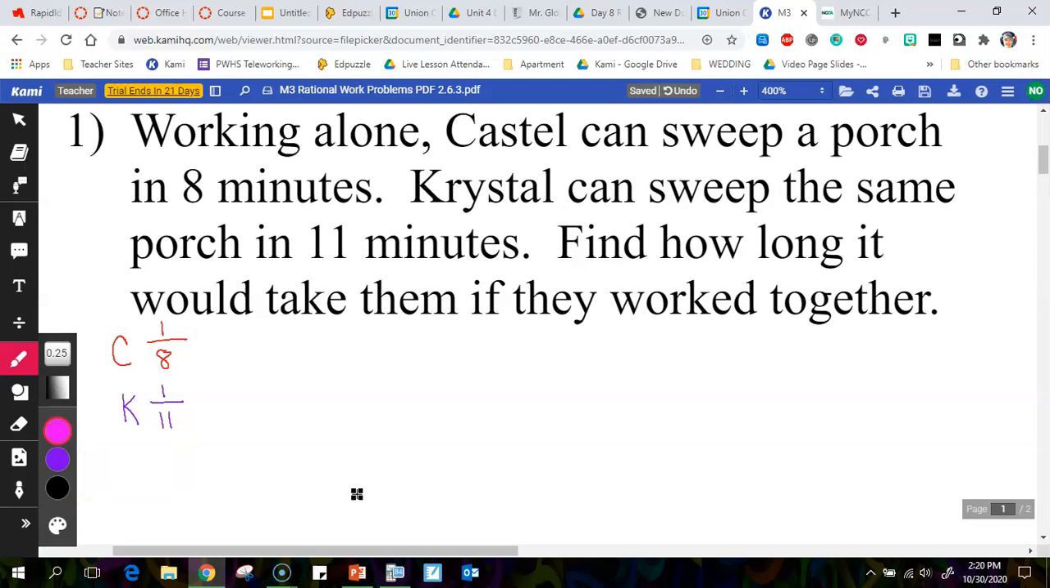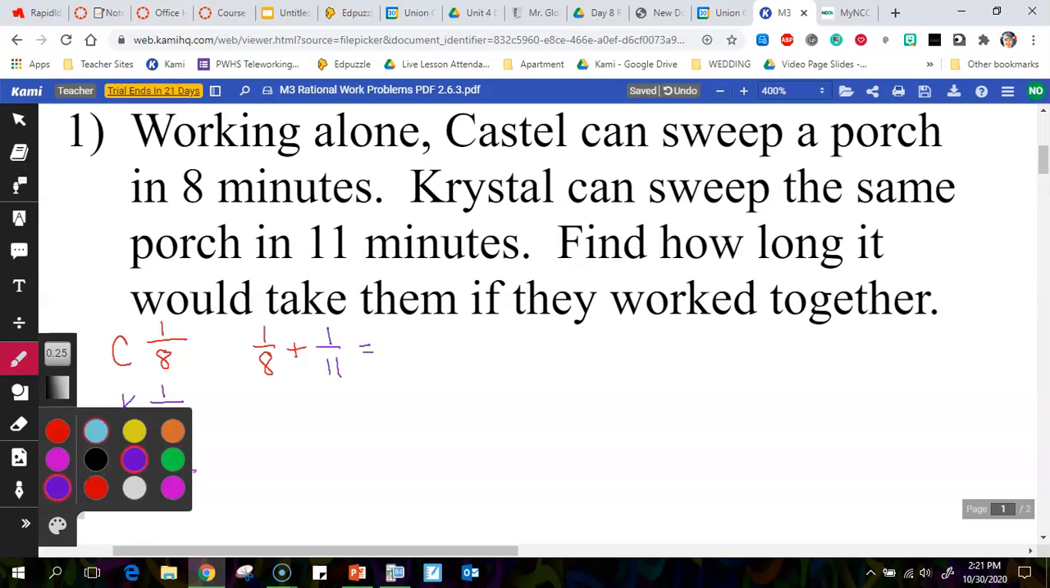And then together, we don't know how long it would take them, so we would put that same one job, because it's just one job, whatever it is, sweeping a porch, cleaning a house. But we put an X for the unknown, just like we would in any type of problem like this. What we want to know is how long would it take if they work together? Well, together means you add things together. So I'm going to take the 1/8, add the 1/11, and figure out what X is, like this. Okay, so this is the way we do this.